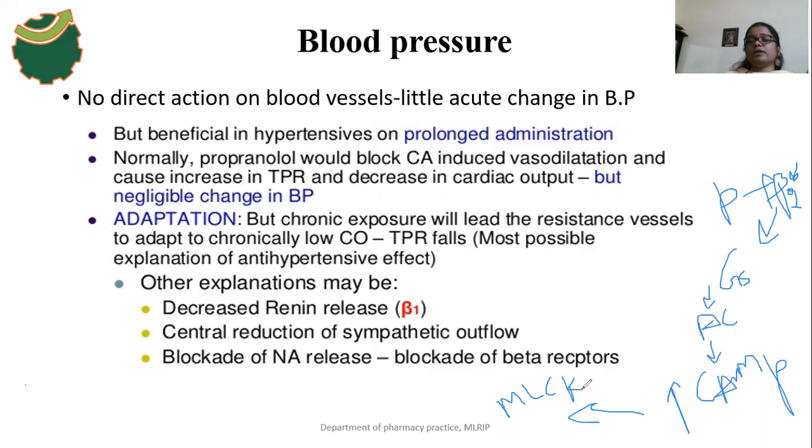The MLCK enzyme will be inactivated by the cyclic AMP in smooth muscles. So when cyclic AMP formation increases in smooth muscles, there is an inhibition of MLCK enzyme, which means there is no phosphorylation of myosin protein. Okay, that means there is a decrease in what effect? The contraction effect. So decreasing the contraction effect may lead to what? Relaxation effect.